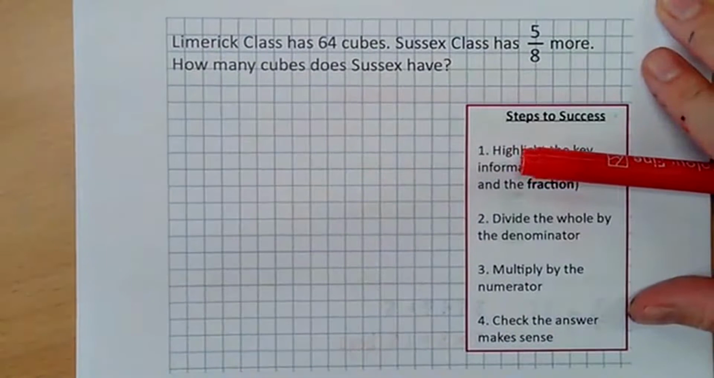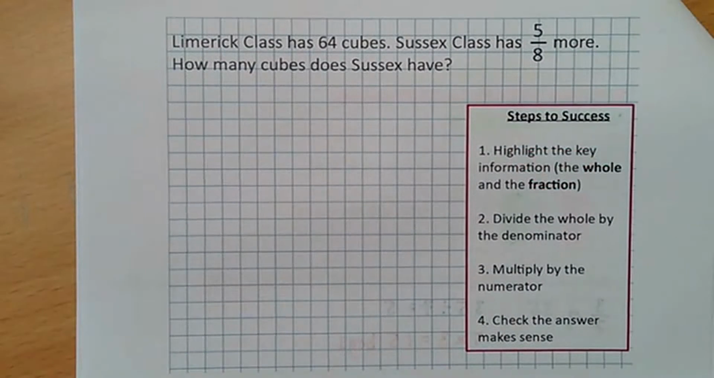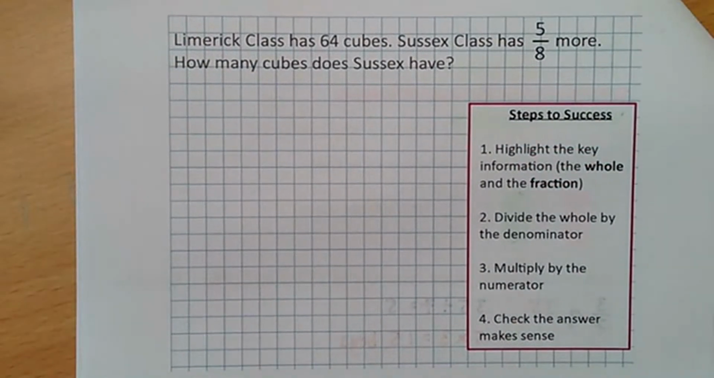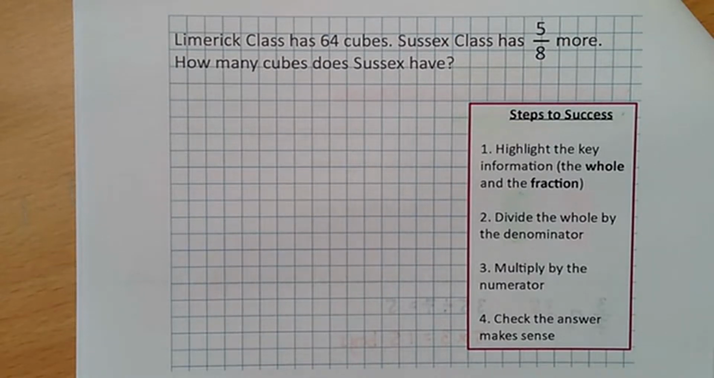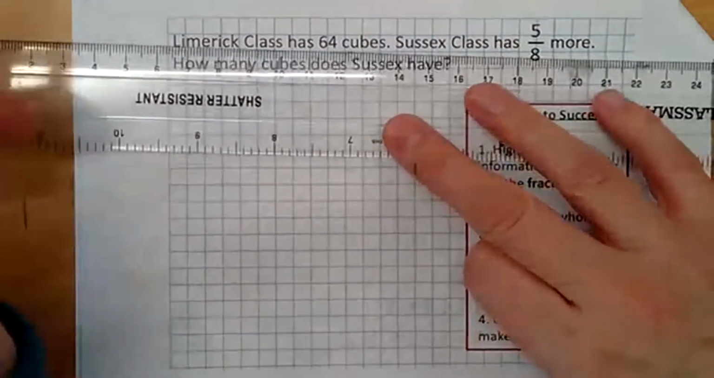Let's take a look at this question. Limerick class has 64 cubes. Sussex class has 5/8 more. How many cubes does Sussex have? So let's underline our key information.